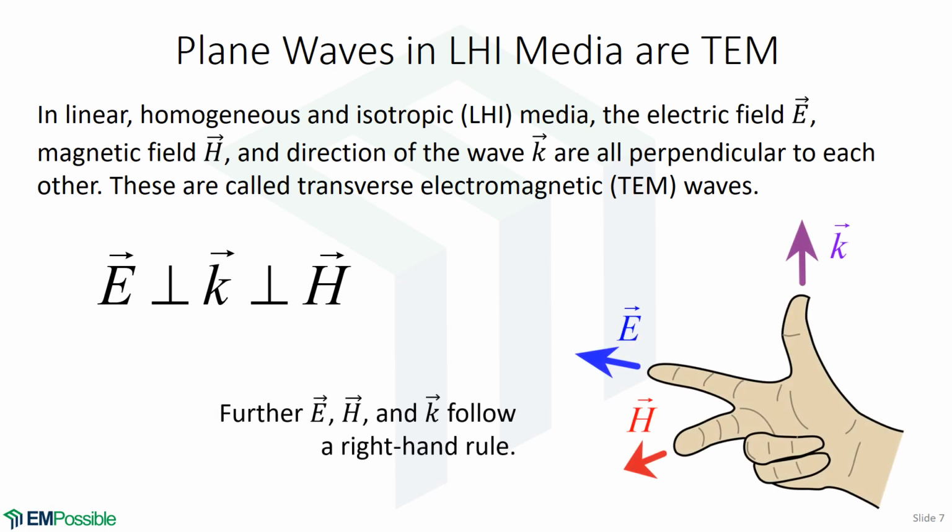So we will say that an electromagnetic wave obeys the right-hand rule. In the little picture that just popped up, you'll see that if you point the thumb on your right hand in the direction of the wave, that's k, your index finger in the direction of the electric field, then your middle finger will point in the direction of the magnetic field. And so we would call this a right-handed system.